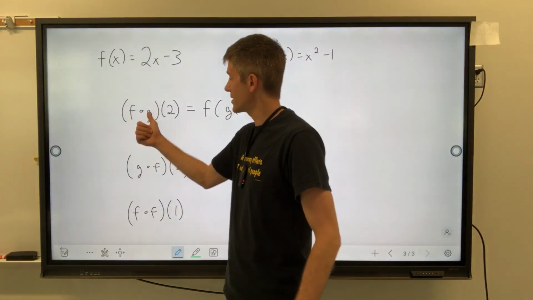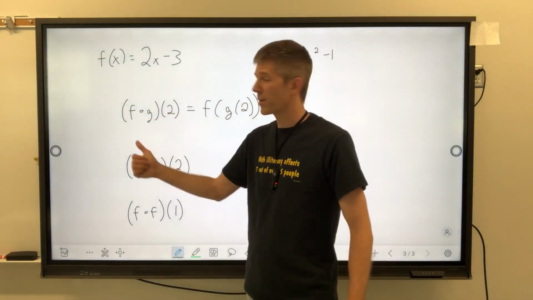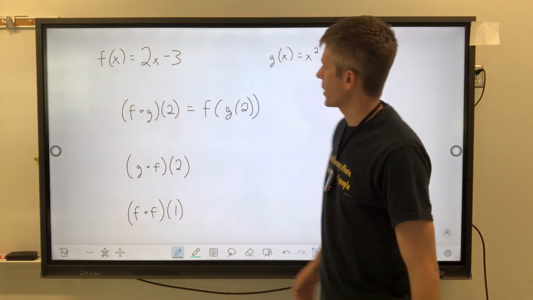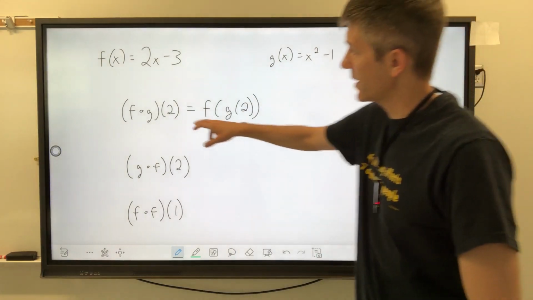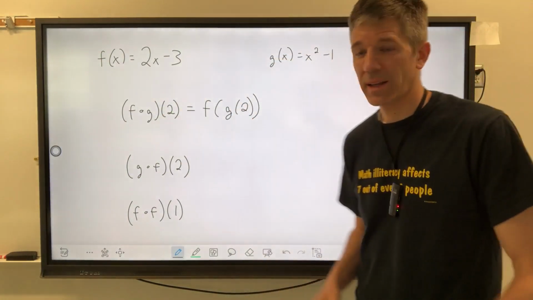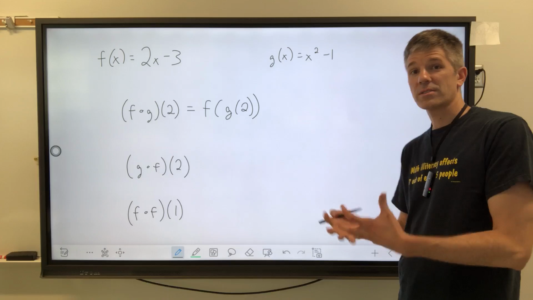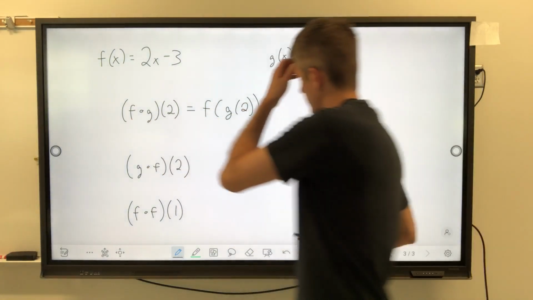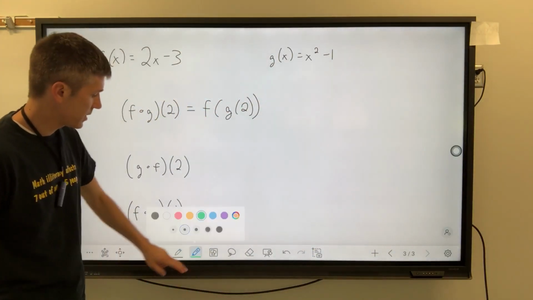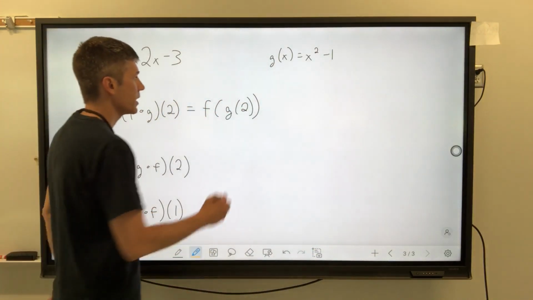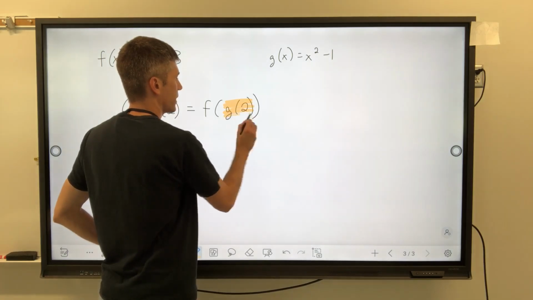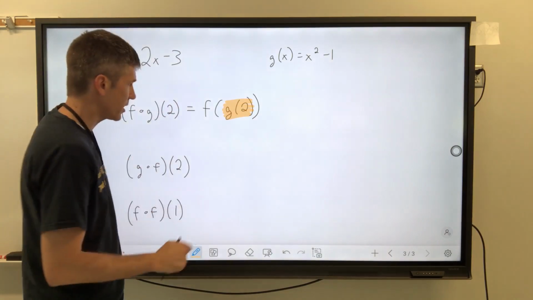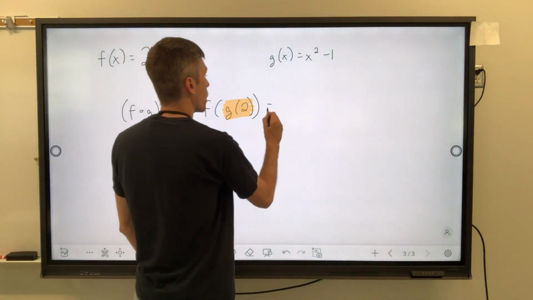Whatever order you see these written in, it's that. Some people call this fog and gof. I don't know. But fog, gof, it's just a little o that's kind of floating around in the middle, and it basically means compose these functions. There's your outer function, there's your inner function. So let's do it. We've already done this in a different context, represented differently. Let's find out what g of 2 is. That's our starting point.